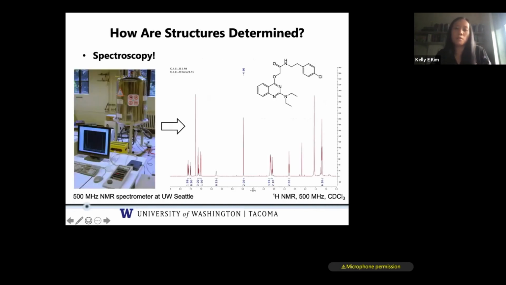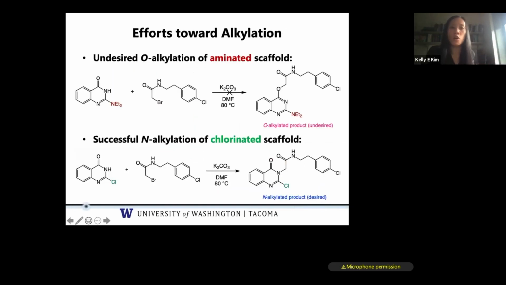And we know this by looking at the nuclear magnetic resonance spectrum, or NMR spectrum, of these compounds that we acquire at the facilities at UW Seattle. The number and size and position and shape of these signals tells us about the connectivity of the atoms in our compounds, and allows us to deduce that what we're actually producing in this reaction is, in fact, this undesired O-alkylation product of the aminated scaffold.